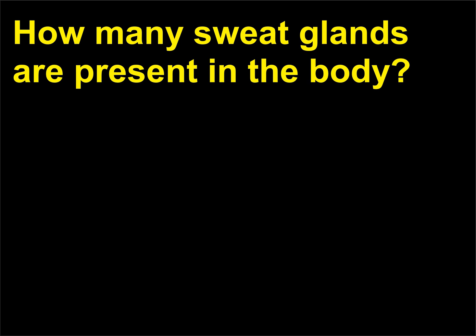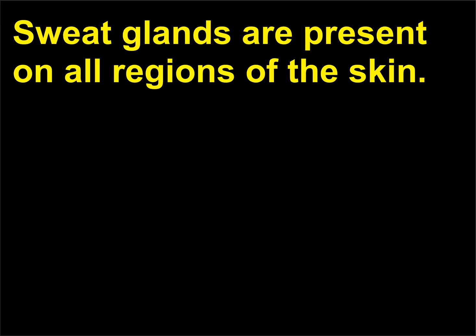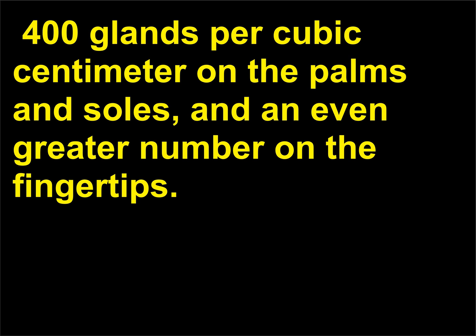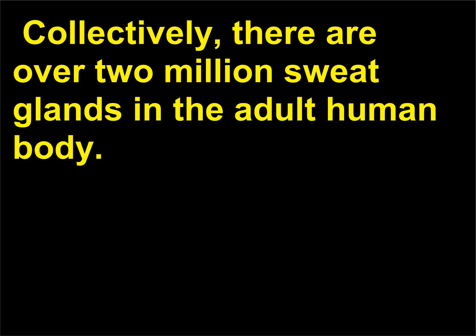How many sweat glands are present in the body? Sweat glands are present on all regions of the skin. There can be as many as 90 glands per square centimeter on the leg, 400 glands per square centimeter on the palms and soles, and an even greater number on the fingertips. Collectively, there are over 2 million sweat glands in the adult human body.